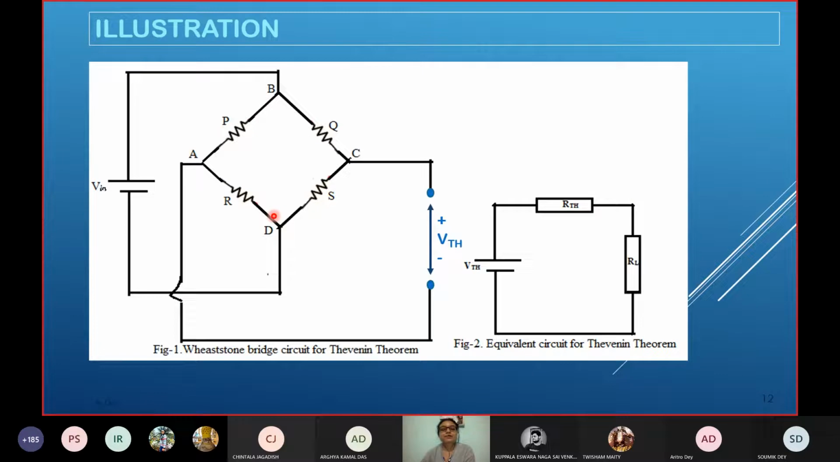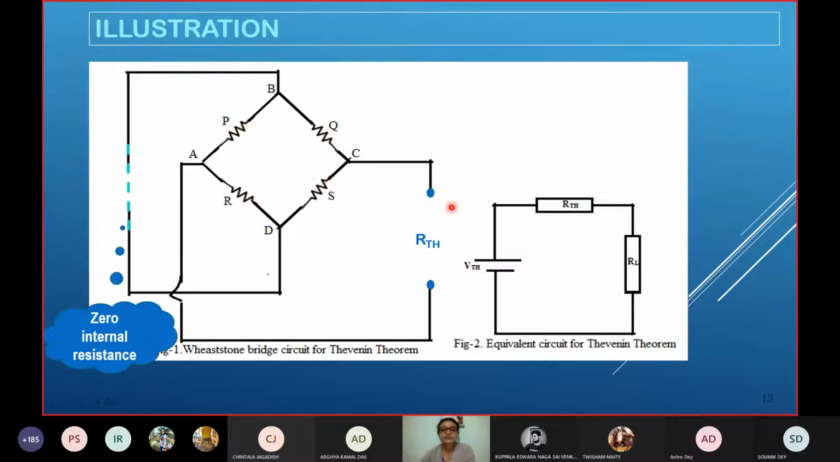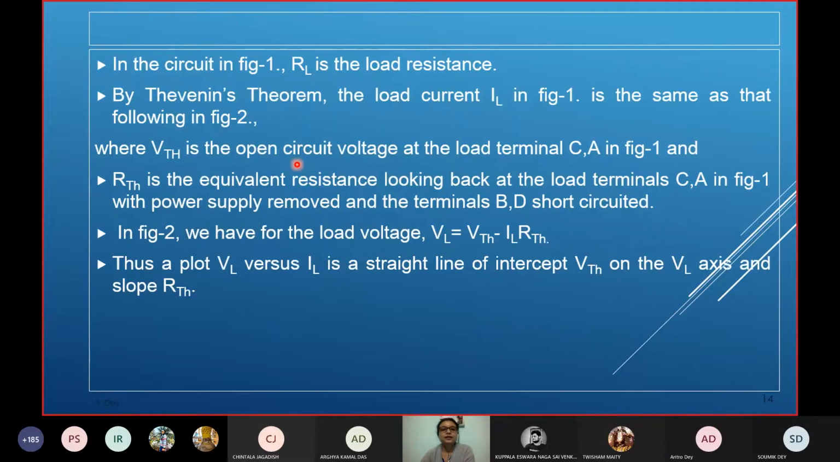Next, this is V Thevenin. How to measure V Thevenin? If you connect a voltmeter across this, you will get the V open circuit, which is V Thevenin. Next is R Thevenin. This one is shorted with zero internal resistance, so R Thevenin will appear across this. That is what I have just explained to you. So what will we do?